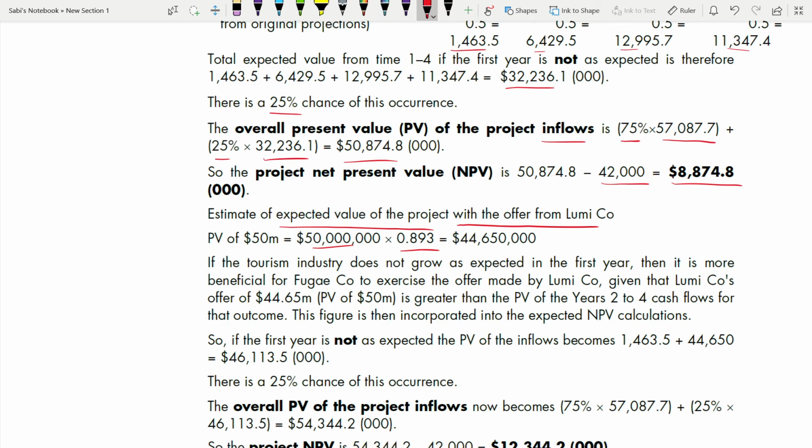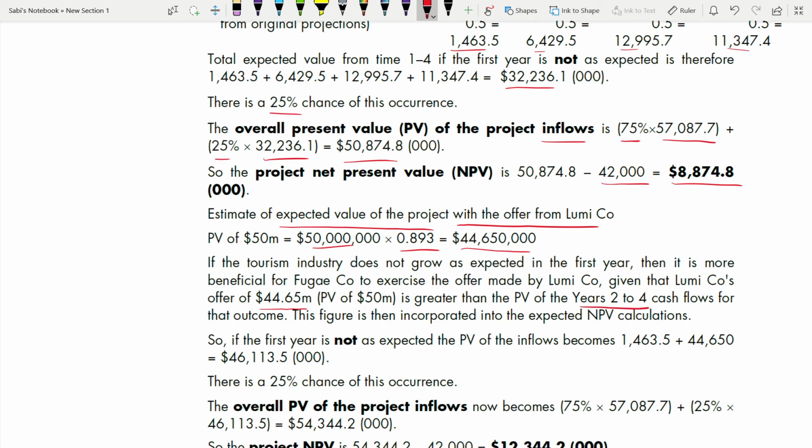Now, if the tourism industry does not grow as expected in the first year, then it is more beneficial for the budget to exercise the offer made by Lumi. Because Lumi is paying this much, and this is the present value. Given that Lumi's offer is this, it is greater than the present value of the year 2 to 4 cash flow for that outcome. Why year 2 to 4 only?